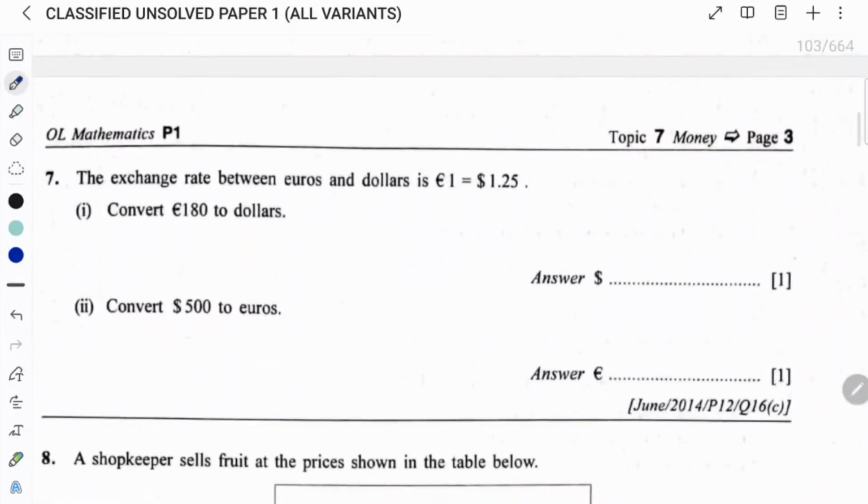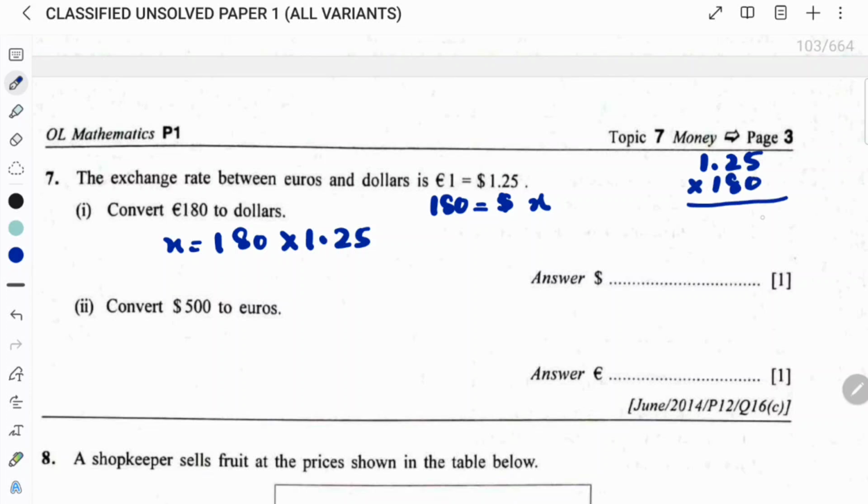Now the seventh question: the exchange rate between the euro and the dollar is 1 euro is $1.25. Convert 180 euros into dollars. So this is 180 euros, and x dollars. Cross multiply this. So x is equal to 180 times 1.25. Multiply 1.25 by 180.